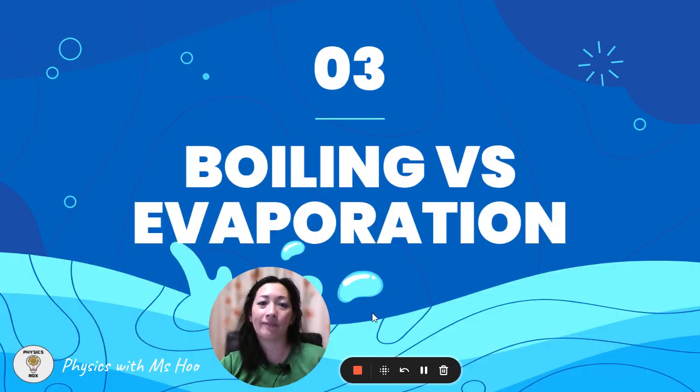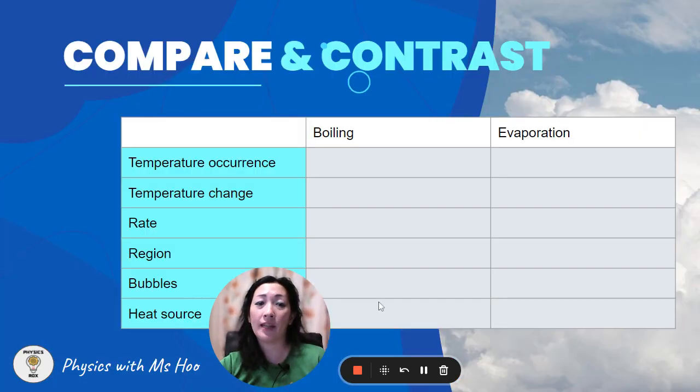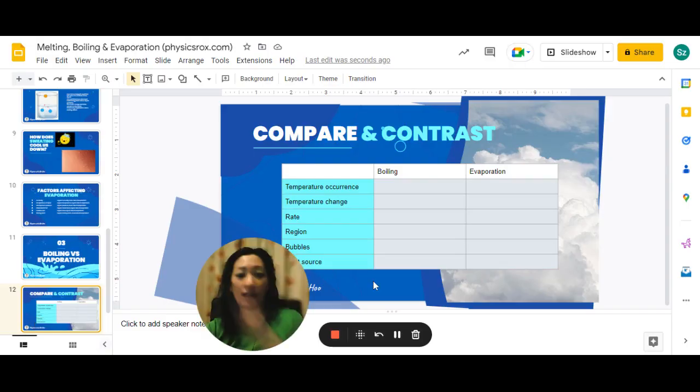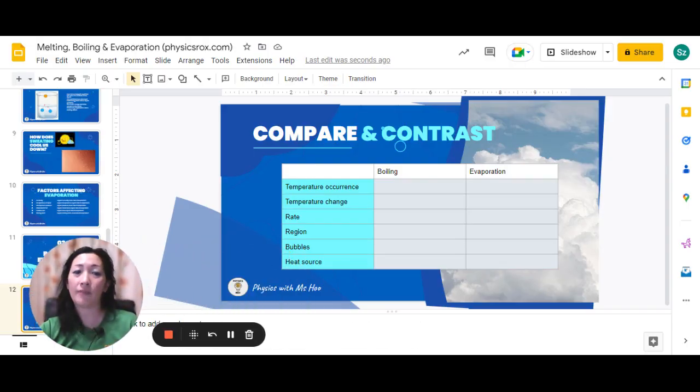Okay, next, let's look at boiling versus evaporation. When it comes to the change of state, there's always this comparison because both boiling and evaporation change the state of liquid to become gas. Yet, in spite of that similarity, there are so many differences. So let's look at the differences. Again, this is blank because I want to discuss this with you as we go along. The only thing that is similar about both processes is that they change the state from liquid to gas. Otherwise, there are many differences.